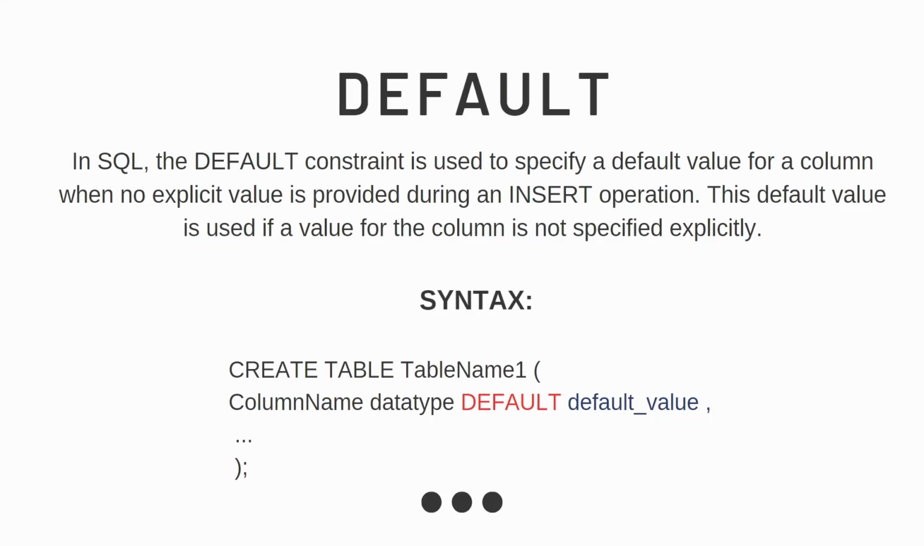A default constraint in SQL is a feature that allows you to specify a default value for a column. The default value is used when a row is inserted into the table if no explicit value is provided for that column. The syntax is, after the column name, just write the term default and then the default value. Now let's look at an example to understand it better.